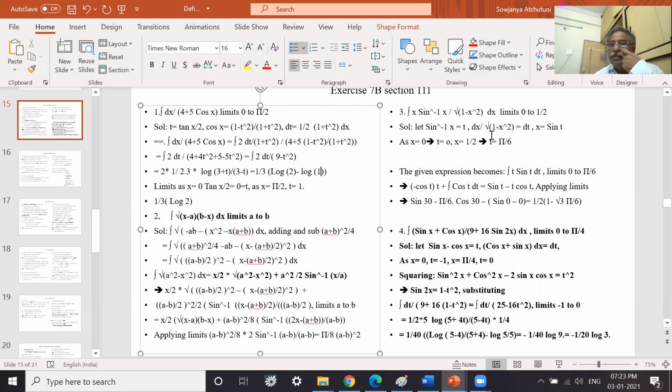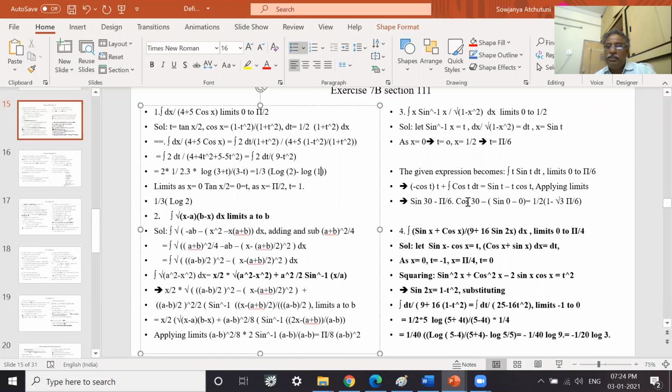So what I am getting in the integration? X is equal to sine t. So the given expression becomes integral t sine t dt, limits from 0 to pi by 6. Because when x is 0, sine inverse 0 gives t is 0. When x is 1 by 2, sine inverse 1 by 2 is pi by 6, 30 degrees. So we know this is a UV formula. So I am doing the integral of sin t, which is minus cos t, times t, minus integral of cos t into the differentiation of t, which is dt. So this is nothing but sin t minus t cos t. Applying the limits 0 to pi by 6, I am getting 1 by 2 minus root 3 by 6 into pi.